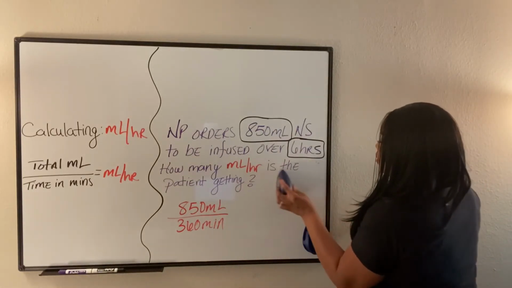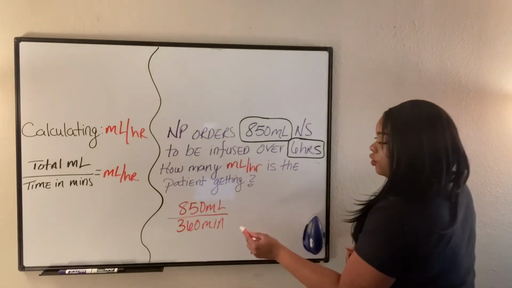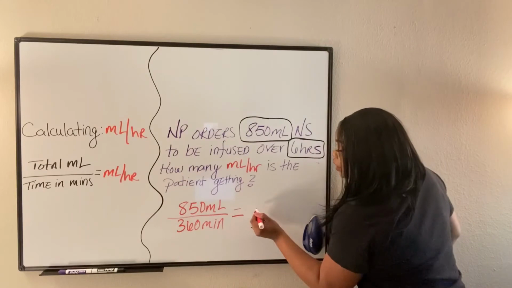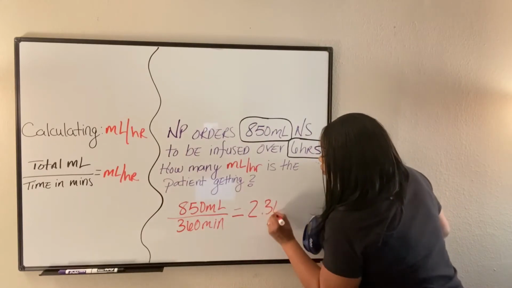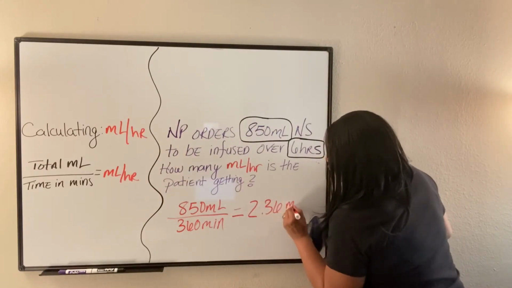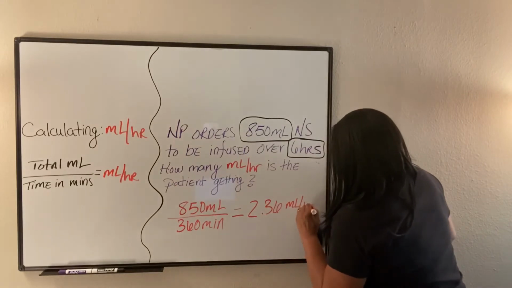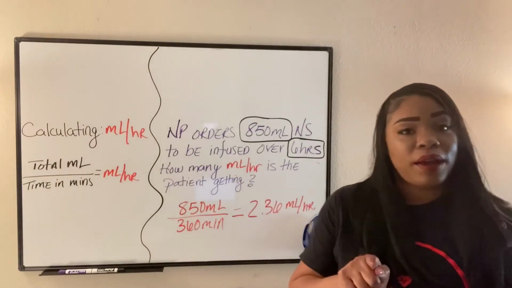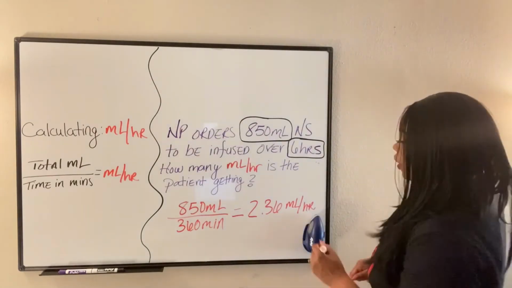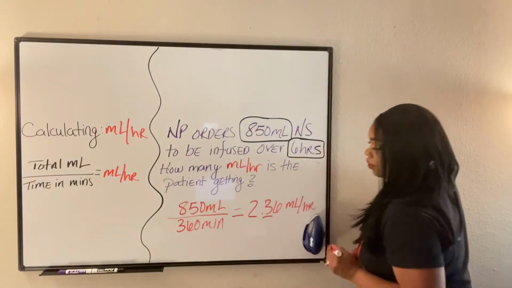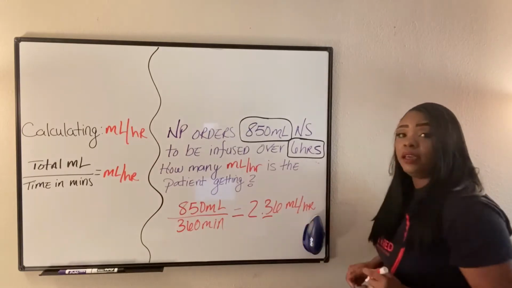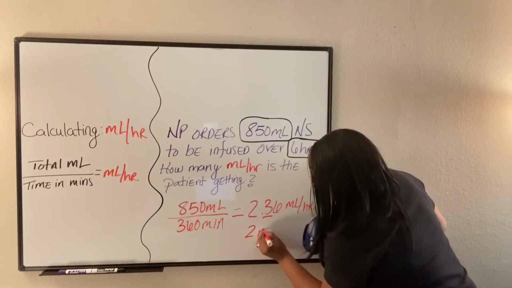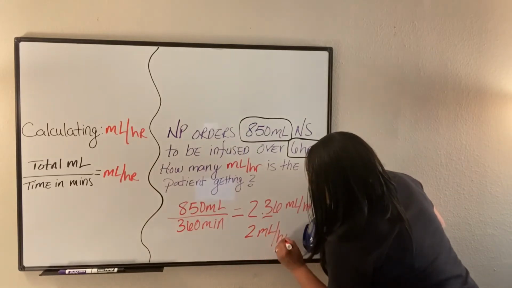Just get rid of this real quick. You divide those into each other and you're going to get your milliliters per hour, which ends up being 2.36 milliliters per hour. Now, you can round that, and using the rounding principles that I showed you before, look at the number immediately to the right of the decimal point. It's 3, it's below 5, so you can round that down to 2 milliliters per hour.